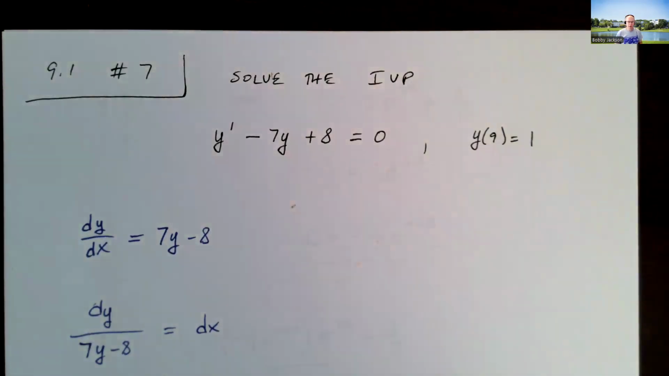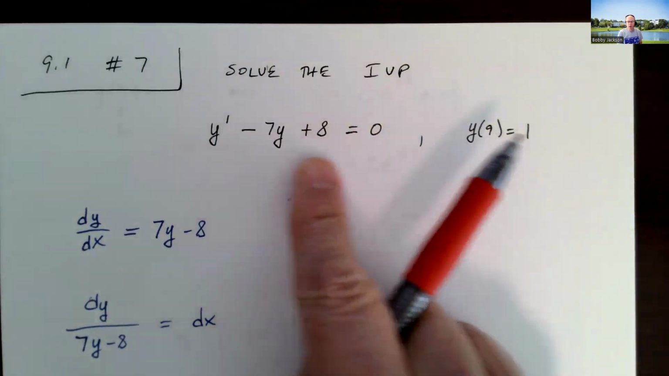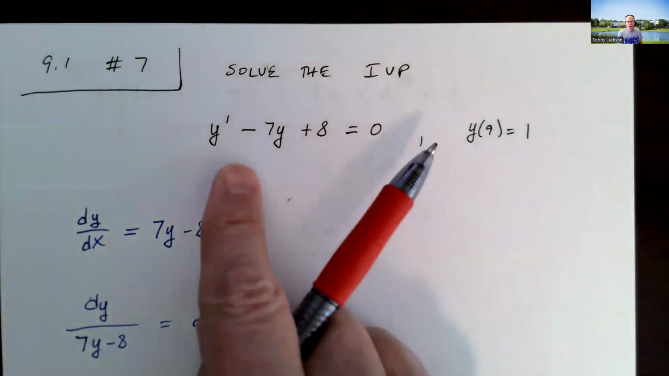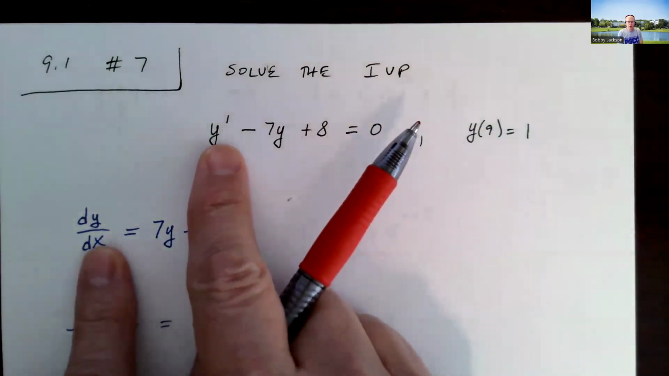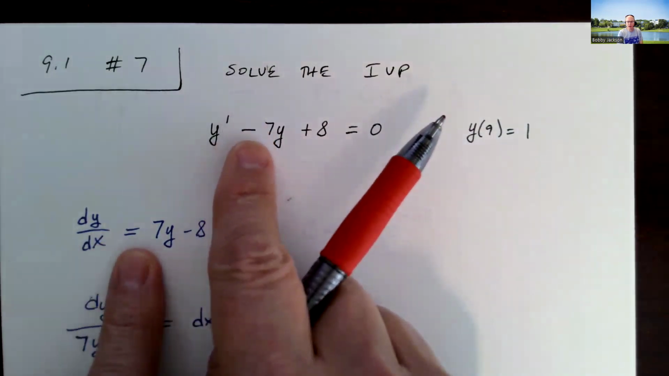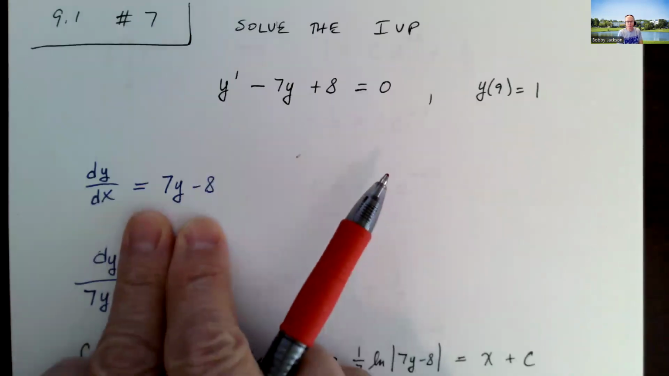Let's look at number 7 in section 9.1. We're going to solve this initial value problem here. With this, of course, here's the initial condition. So the first thing will be to rewrite y prime as dy/dx, and then I want to get the y prime by itself, so I'm going to add the 7y and subtract the 8.